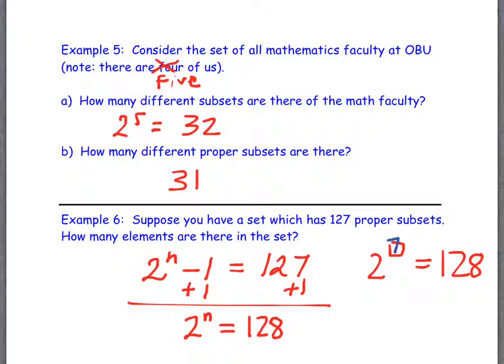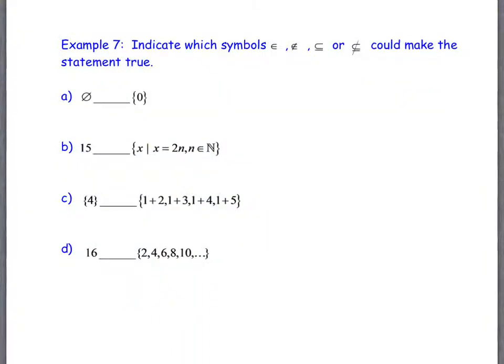If you're not sure how to do powers on your calculator, just flag me when we're doing group work and I'll show you. Okay? So this is actually 7. So if there are 7 elements in your set, you will have 128 subsets, and that makes 127 proper subsets. With that simple formula, it has exponents in it, but it's not too bad to use. Okay? Any questions on that one? All right, got a couple more left.